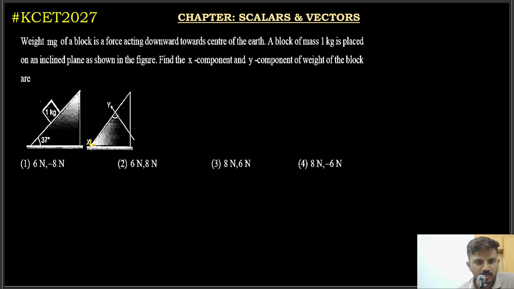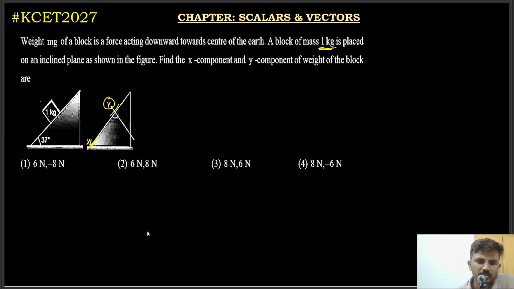So here we have this diagram. We have the y-axis perpendicular to this inclined surface and the x-axis parallel to this inclined surface. The weight mg of the block is a force acting downwards towards the center of the earth. The block of mass 1 kg, so m is given, is placed on the inclined plane as shown in the figure. Find the x component and y component of the weight of the body.